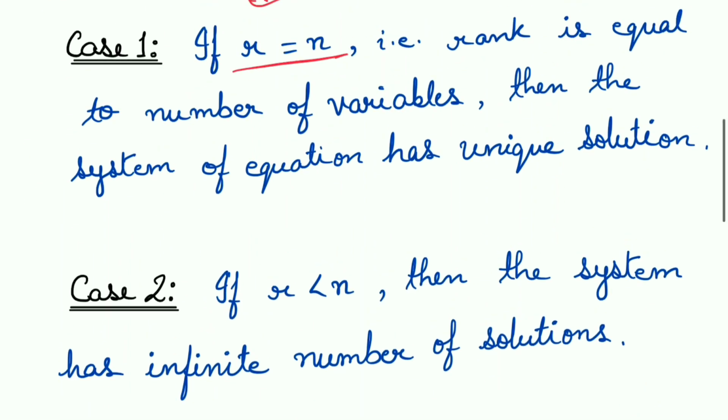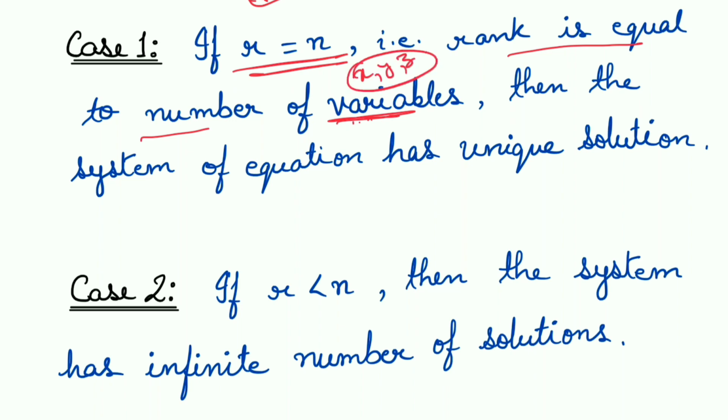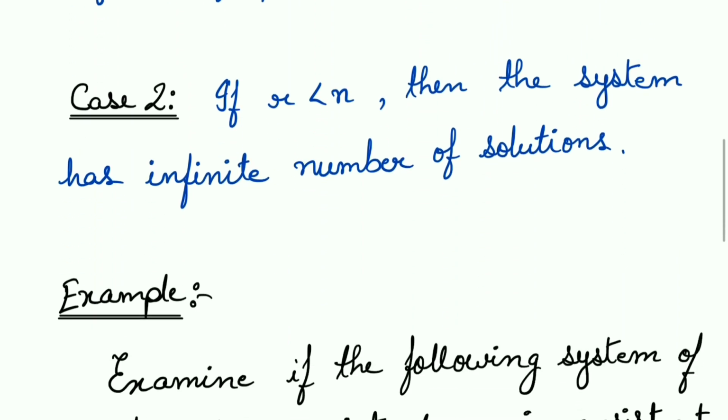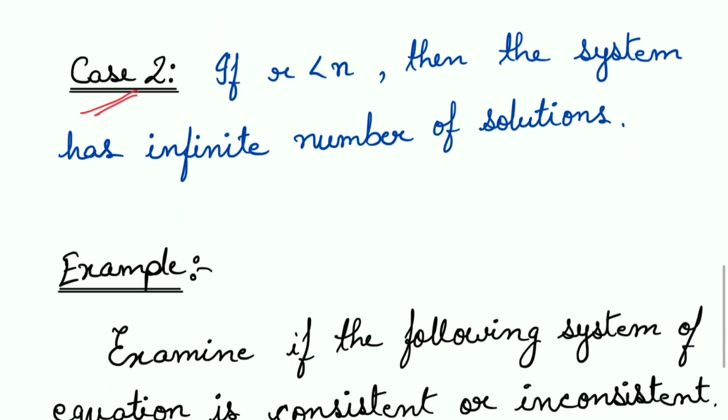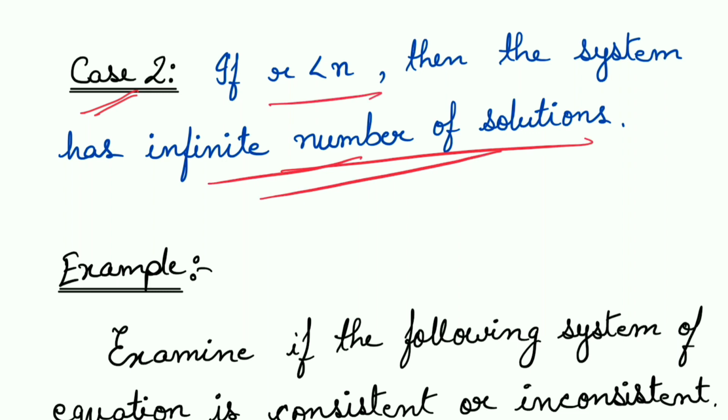So here we are considering the rank as R and we are trying to study two cases. In case 1, if R equals n, that is the rank is equal to the number of variables, for example if variables are x, y, z and rank is 3, then the system has a unique solution. Again in case 2, if rank is less than n, that is the rank is less than the number of variables, then the system has an infinite number of solutions.